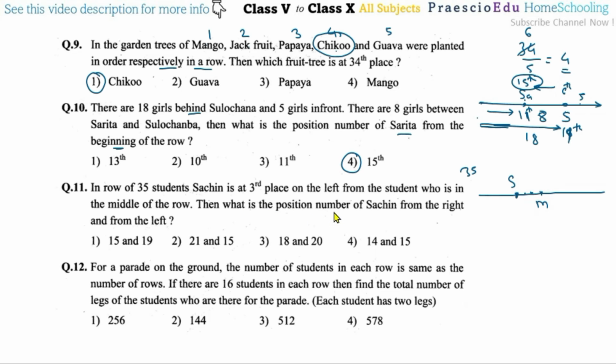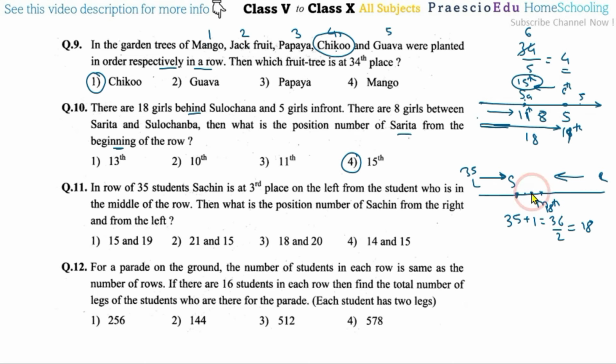Then what is the position number of Sachin from the right? From the right, and from the left also, okay. Now this is from the right and this is from the left. So the middle student's place number we don't know, but total 35 students are there. So 35 plus 1 is equal to 36, and divided by 2, that is 18. So 18th is the place of the middle.